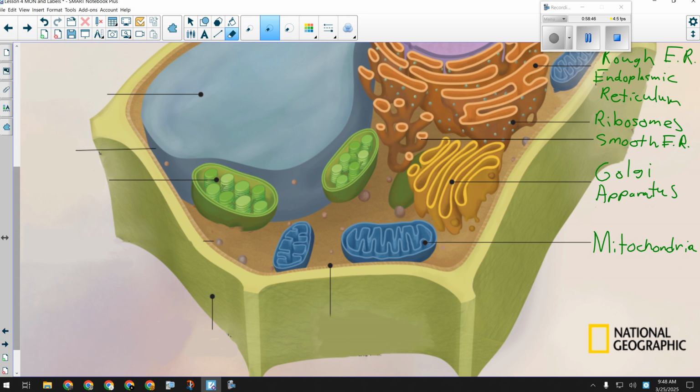All right, what would this structure be just inside of the green one? Oh, we already got the cytoplasm. That's a good guess, though. It's close. Cell membrane. Yeah. Plant cells still have a cell membrane. All cells have a membrane. Okay?